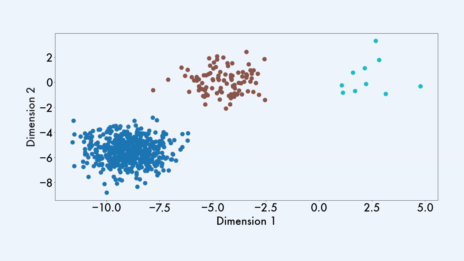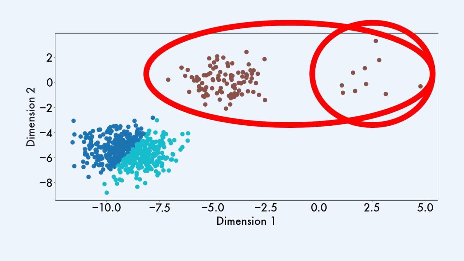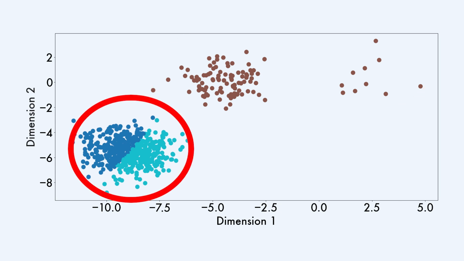Running K-means on these datasets will lead to a bad clustering. The cluster with the least points will become merged with the closest cluster, and the biggest cluster inside is divided into 2.